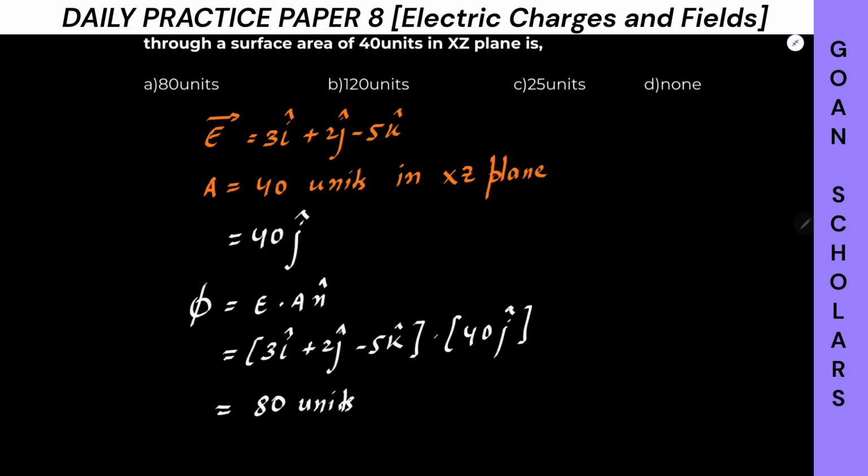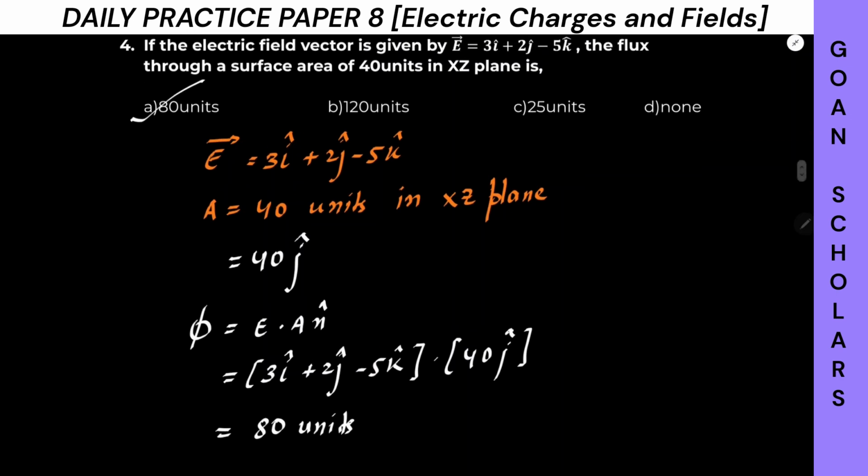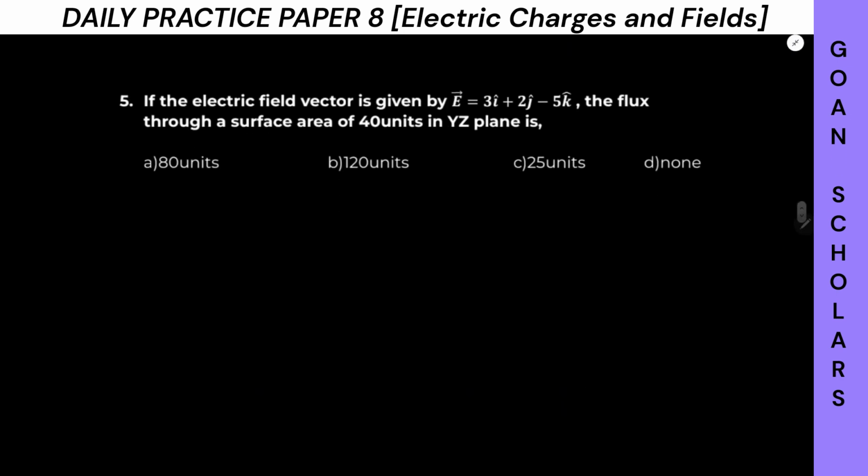And what are the units of flux? Electric field is Newton per coulomb, so Newton meter square per coulomb, if you want to write specifically. So it is 80 units. That's the correct answer for the fourth one. Let's move to the fifth one.